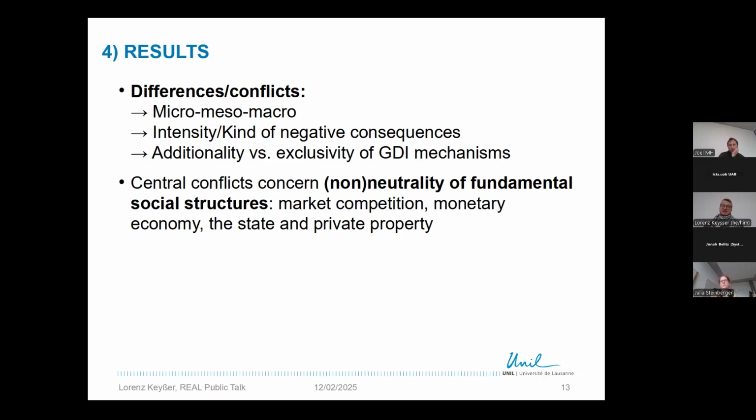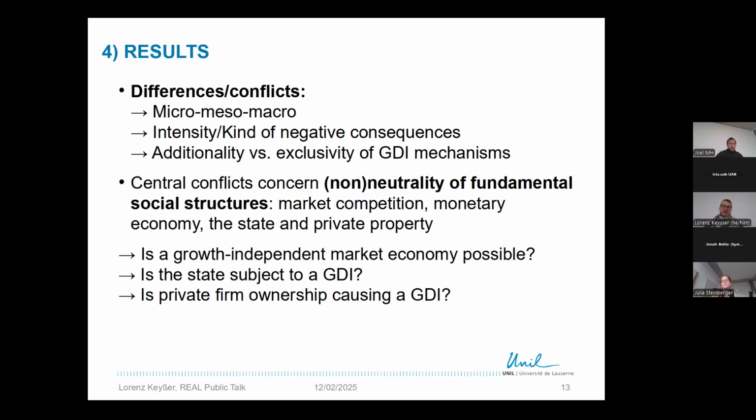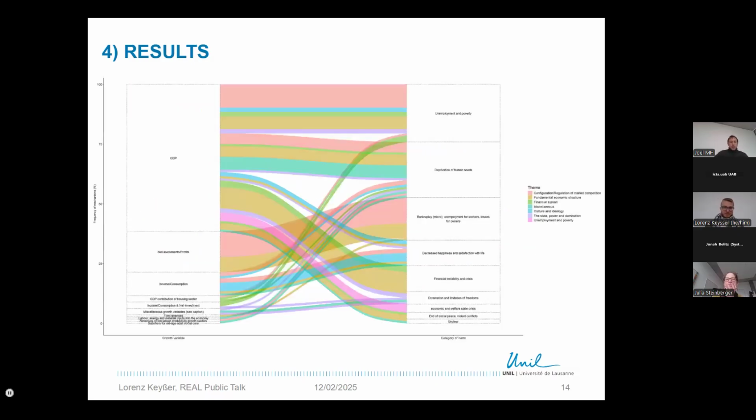A key question really is the neutrality or non-neutrality of fundamental social structures in causing GDIs. So do some of these social structures cause GDIs or not? For instance, market competition, the monetary economy, the state, private property, etc. So is a growth-independent market economy possible? Is the state subject to a GDI? Is private firm ownership causing a GDI? So quite fundamental questions for also how a growth-independent society should or would need to look like.